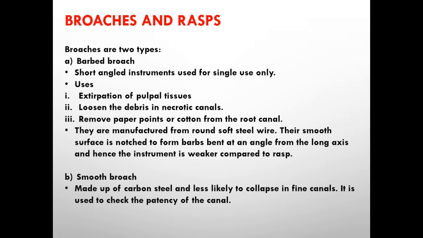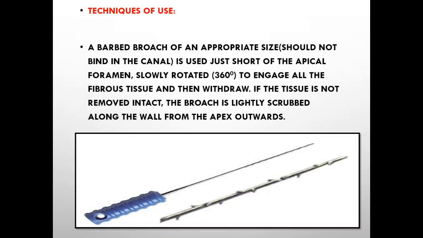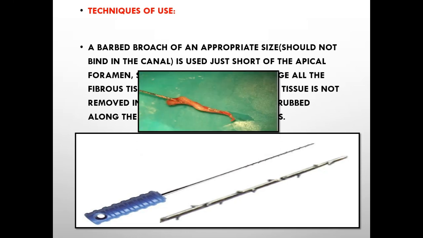A smooth broach is made up of carbon steel and is less likely to collapse in fine canals. It is used to check the patency of the canal. Okay, barbed broach and a smooth broach. And techniques of use: a barbed broach of an appropriate size should be selected which is just short of the apical foramen. It is inserted into the canal and slowly rotated to engage all the fibrous tissue and then withdrawn. If the tissue is not removed intact, the broach is lightly scrubbed along the wall from the apex outwards. This is the picture showing a barbed broach with the pulpal tissue extirpated.